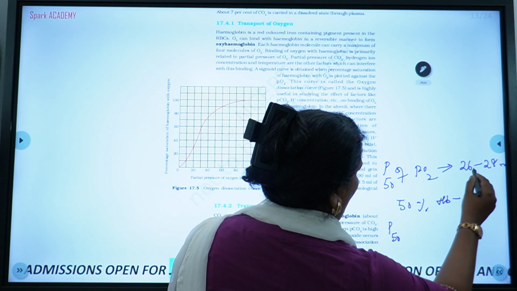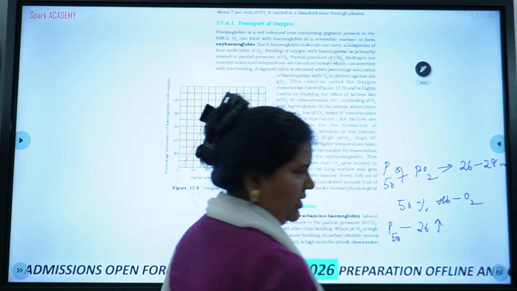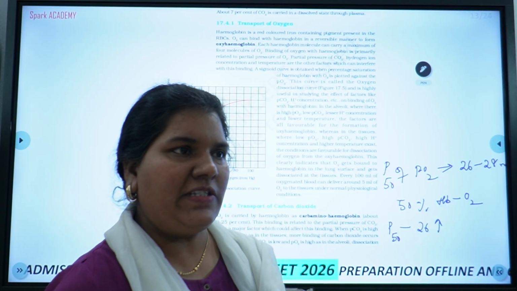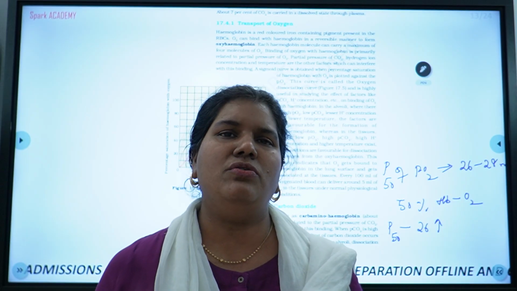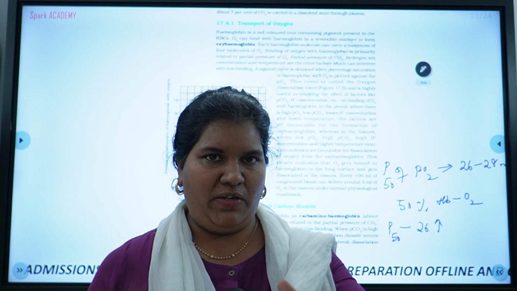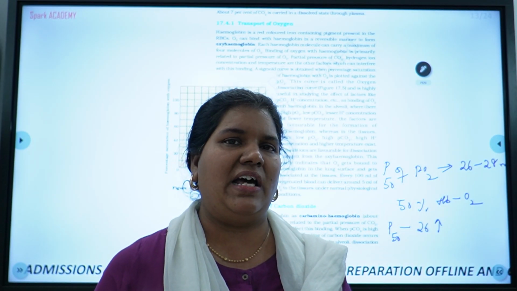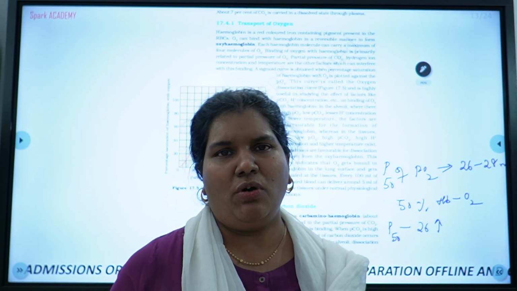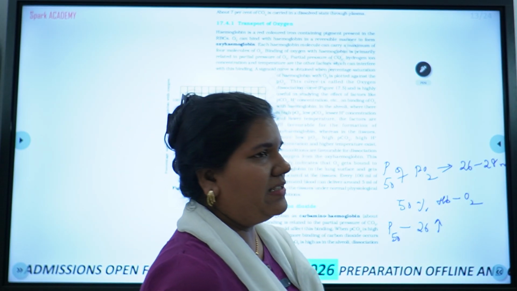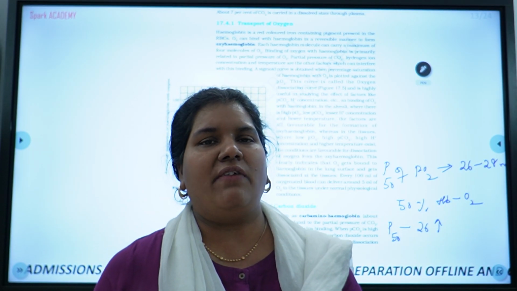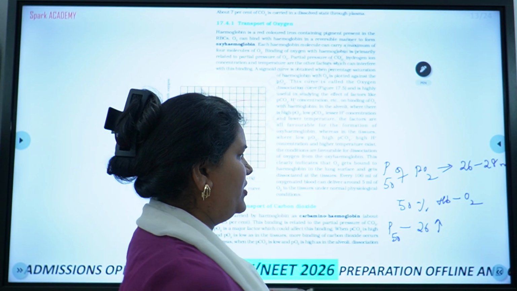The P50 value is not 26, but the range is going above 26. That means what? That means the hemoglobin is having lesser affinity to bind to oxygen. If the P50 value is increasing, that means hemoglobin is having lesser affinity to bind to oxygen. If the P50 value is low, that means the hemoglobin is having more affinity to bind to oxygen. So that is the P50 value.